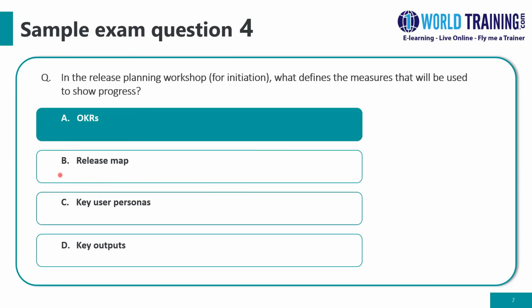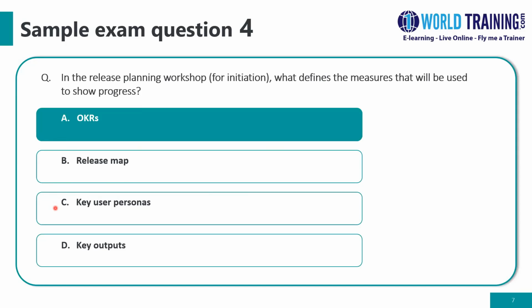Whereas B, release map, this is what happens in the release planning, to update the release map with the prioritized features and define timelines for upcoming releases. So the question is, of course, about the release planning workshop for initiation, but then it's very specific for the measures. So therefore, even though B is also from the same workshop, A is the correct answer.